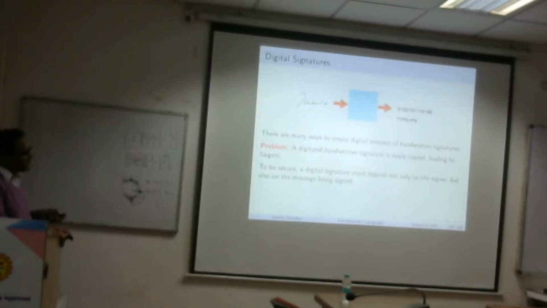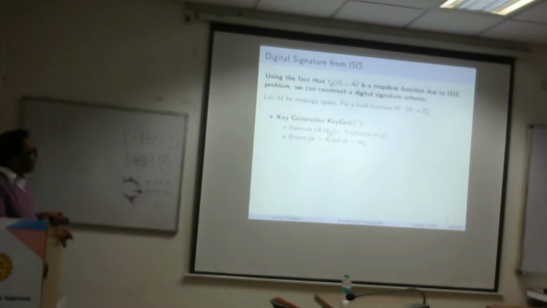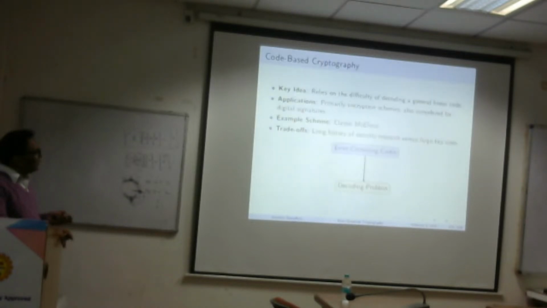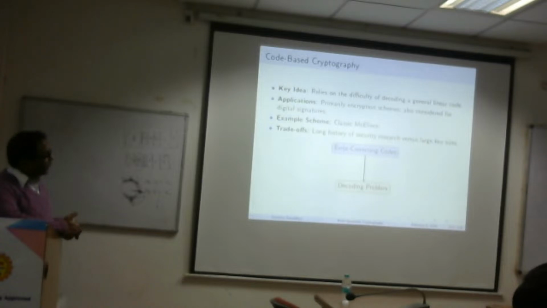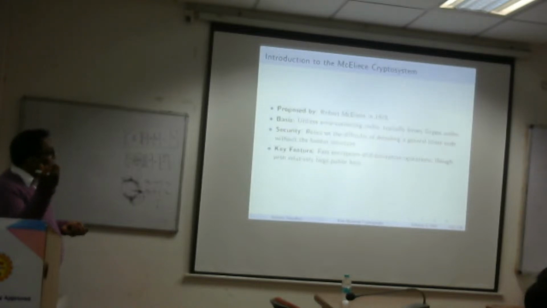Then there are some digital signatures which I am not discussing much because of lack of time. Then there is code-based crypto. In code-based crypto, there is an error correcting code, and based on that you can create a cryptographic algorithm. What is currently there is classic McEliece. It's a very old problem, almost as old as RSA. But the only trouble is that the key size is very large, so people are not using it.